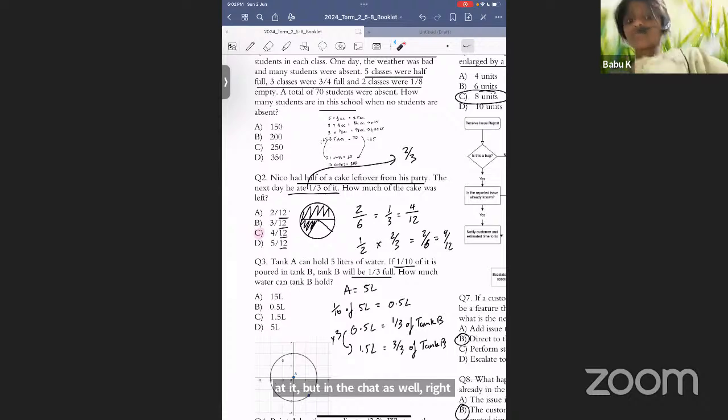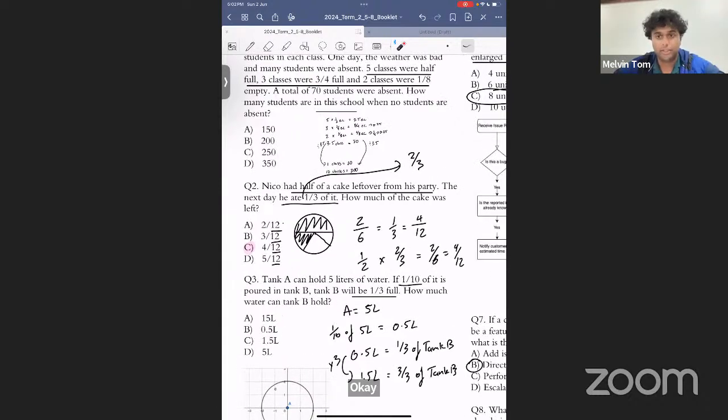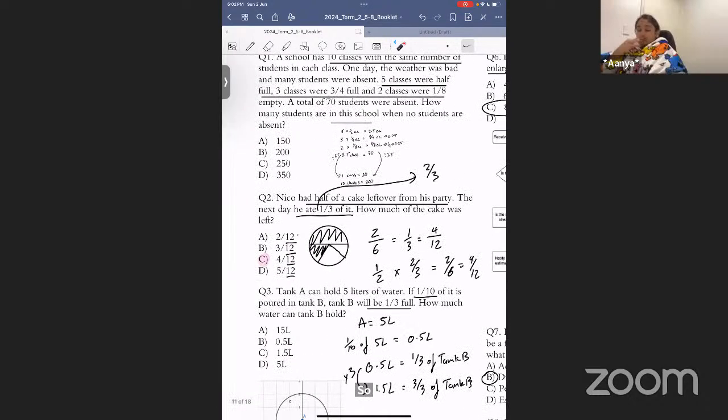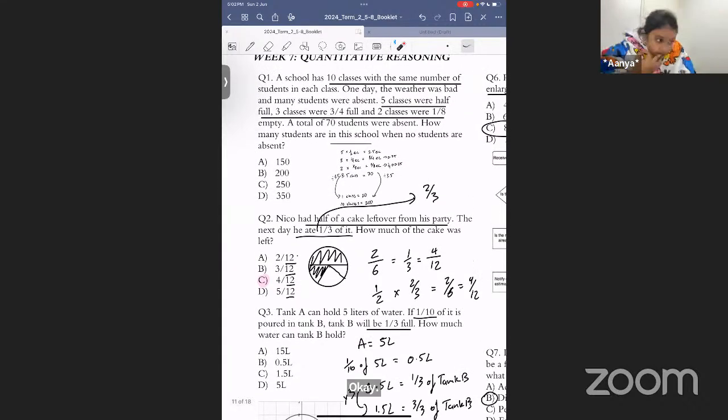All right, let's take a look. Which aspect of it were you confused about in question 1? Which aspect of it, Babu K?